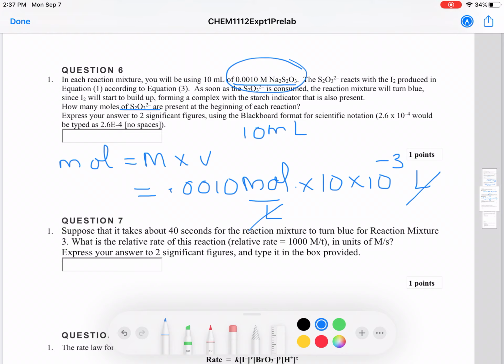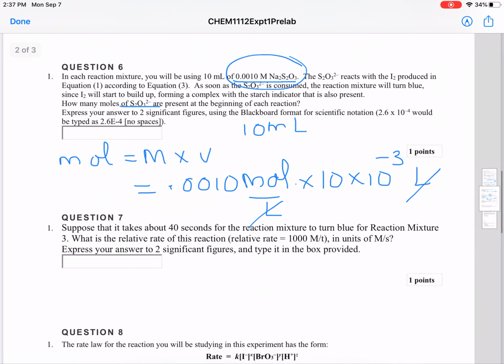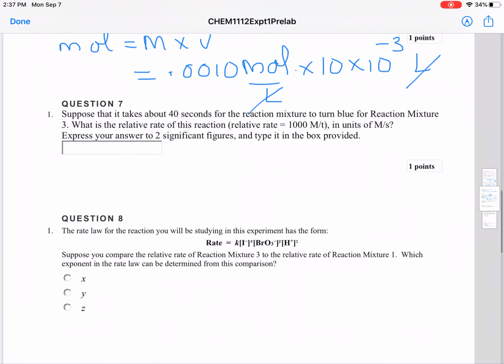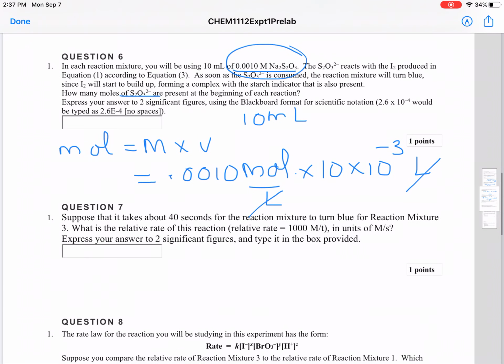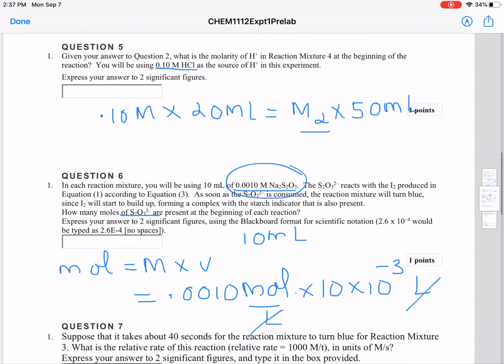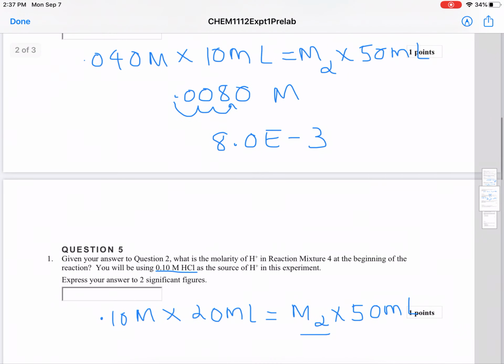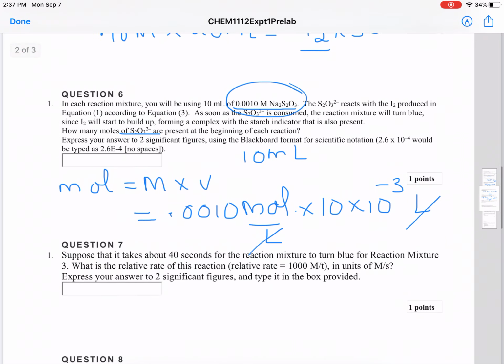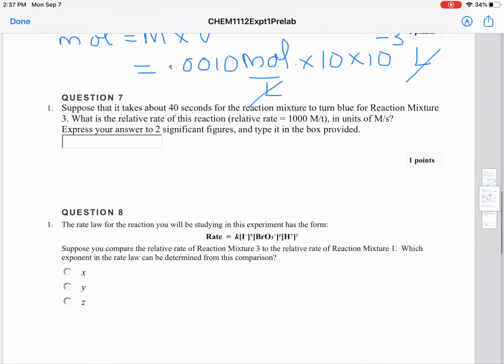You can also express it in exponential notation. Okay, question number 6. I'll just show you how to do the calculation. Get the answer and write it down, and you can express it to 2 significant figures, just like I have written down over here, 8.0.